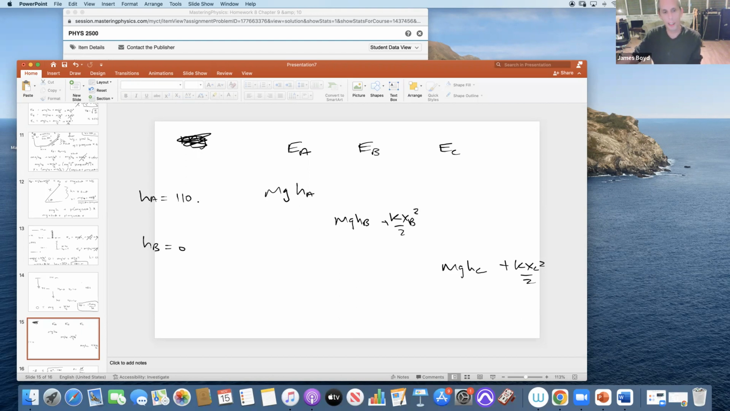I'm going to assume HB is 0. HA is 110 meters, the very top. HB, and that's equal to XB, and then HC is equal to XC. And so what I get is mg HA is equal to mg HC plus, I forgot the initial change. However, instead of doing what they did, what I could have done is, no, I guess I couldn't have.